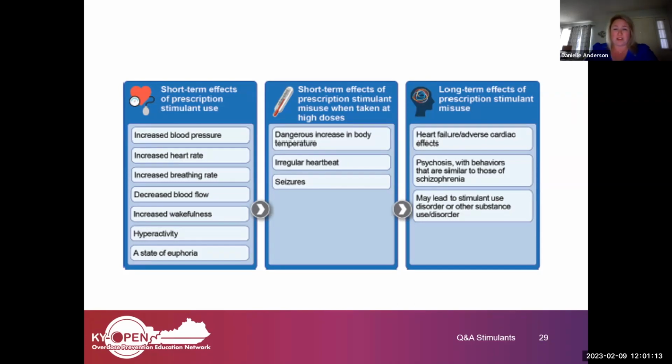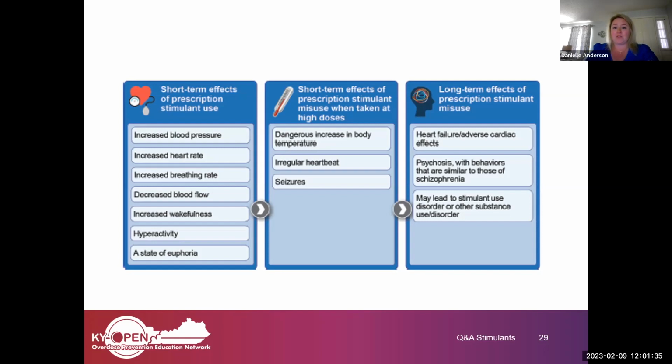Another important point is that many youth and even young adults that I talk to think that because a stimulant is a prescription, it's safe, and it's not necessarily safe for every single person to take a stimulant. So prescription drug does not equal safe for all people.